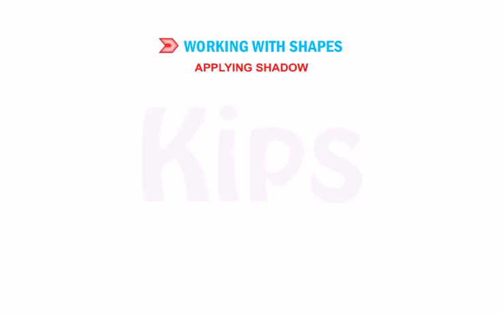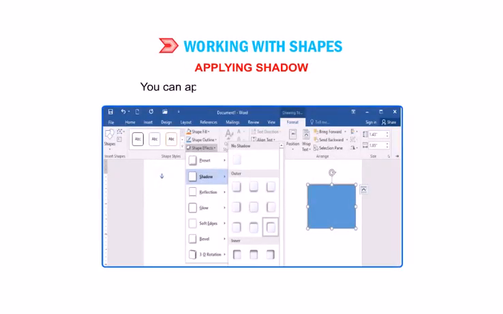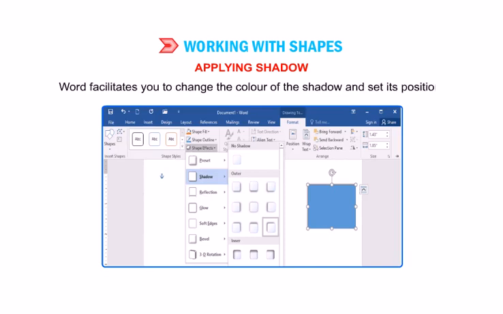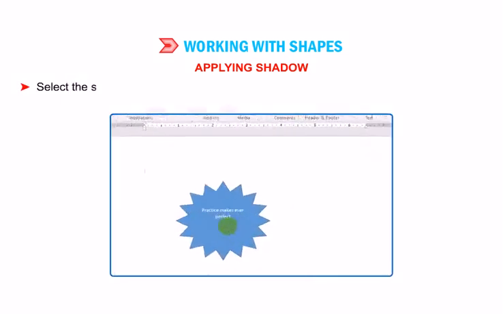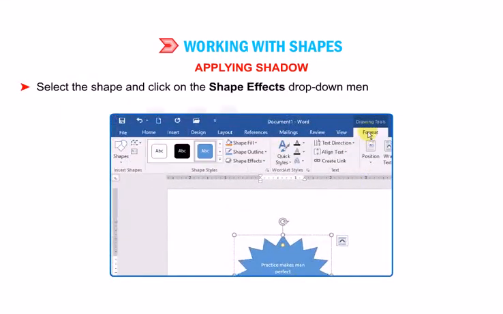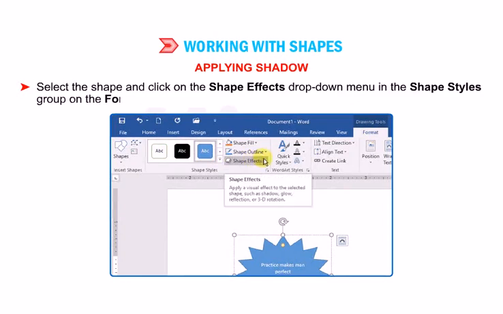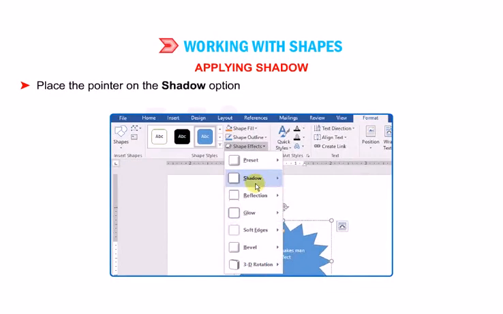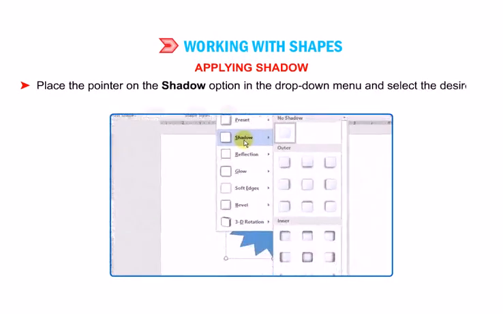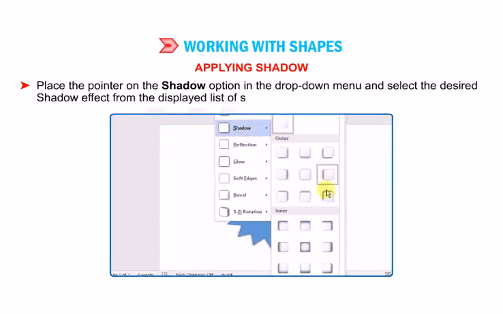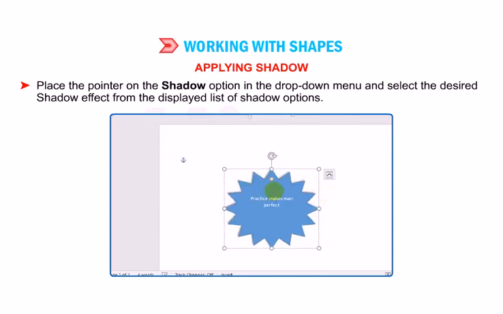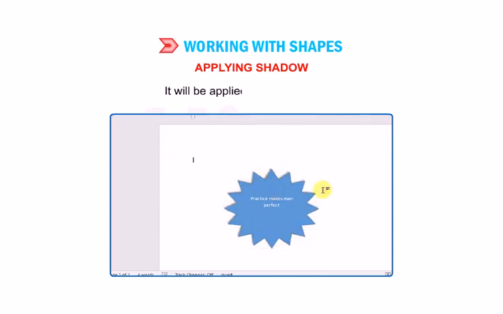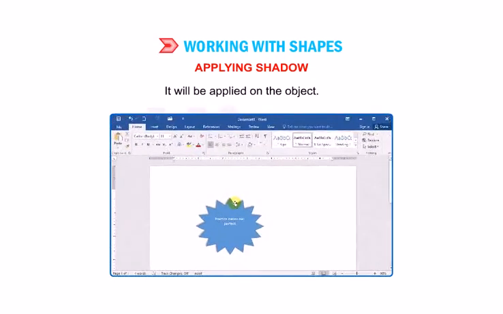Now let us learn how to apply shadow. You can apply shadow effect on any object. Word facilitates you to change the color of the shadow and set its position. Select the shape and click on the Shape Effects drop-down menu in the Shape Styles group on the Format tab. Place the pointer on the Shadow option in the drop-down menu and select the desired shadow effect from the displayed list of shadow options. It will be applied on the object.